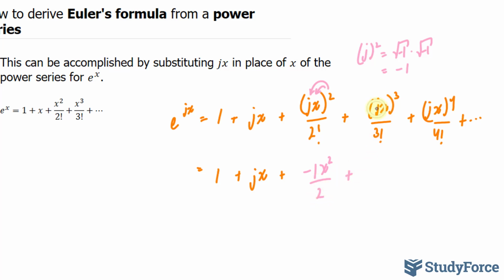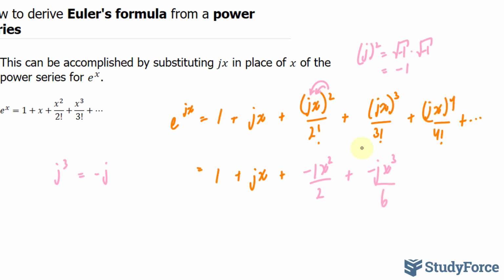Plus, now we have j raised to the power of 3. I'll do my work over here. j raised to the power of 3 is equal to the square root of -1 times the square root of -1 times the square root of -1. That gives us negative j. Let's write that down. Negative j, x to the power of 3. 3 factorial is 3 times 2 times 1, which is 6.